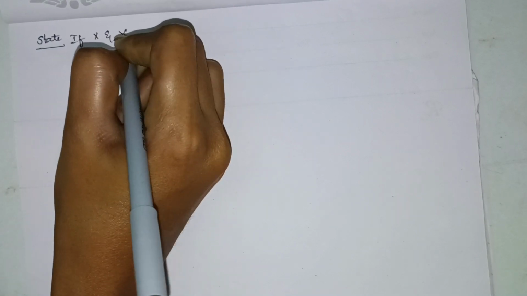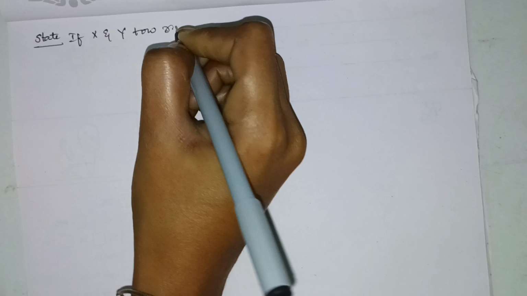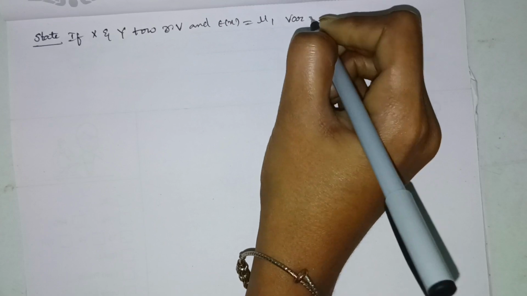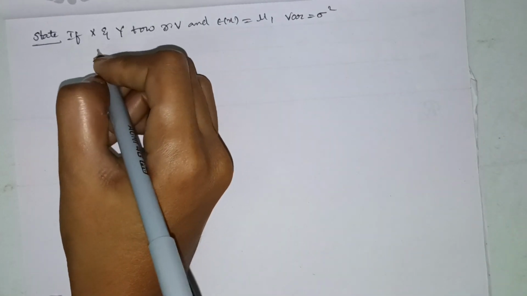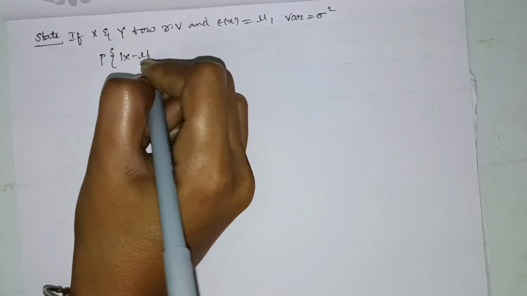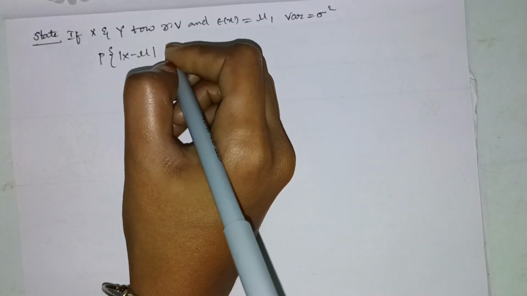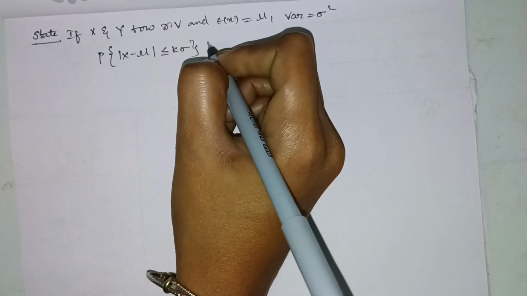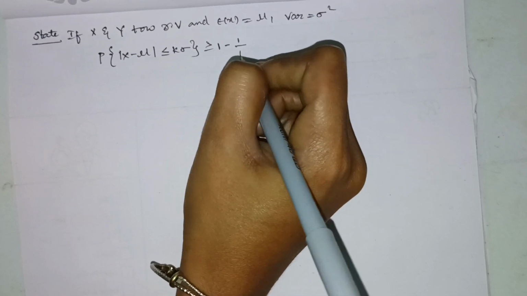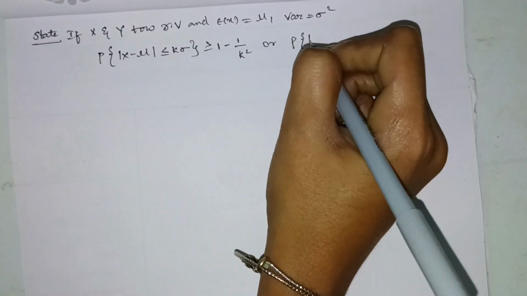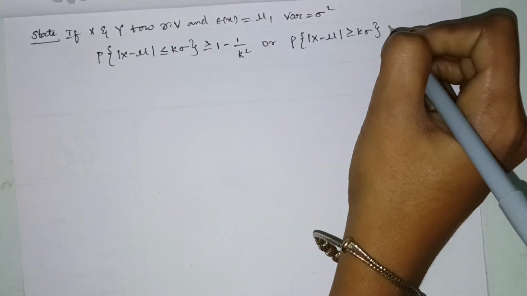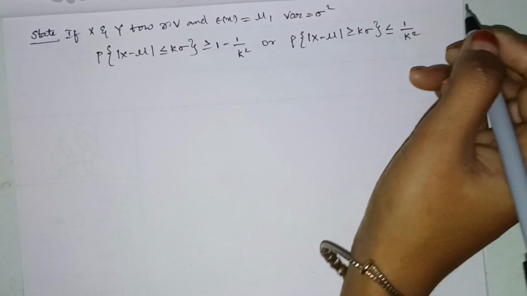The statement is if x and y are two random variables and expectation of x is equals to mu and variance is sigma square, then we need to prove that the probability of mod x minus mu is less than or equals to k sigma greater than or equals to 1 minus 1 by k square, or probability of mod x minus mu is greater than or equals to k sigma less than or equals to 1 by k square. This is we need to prove.